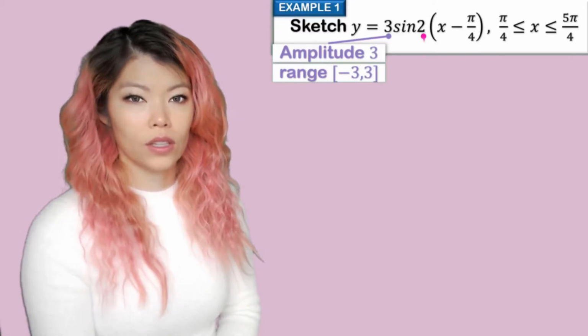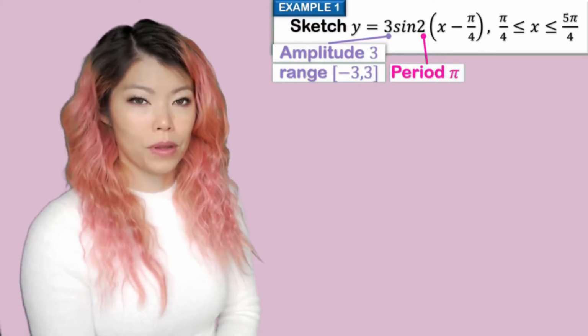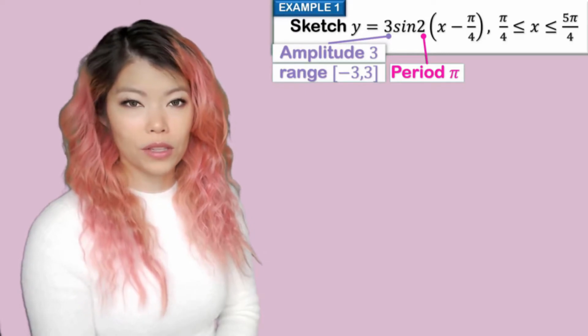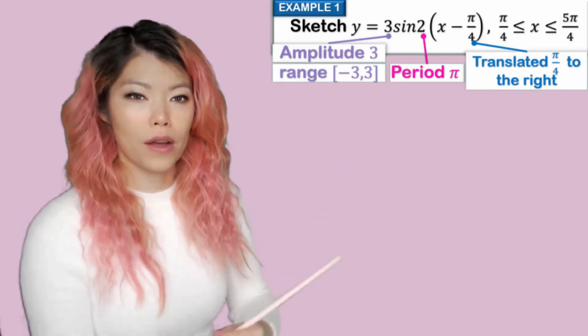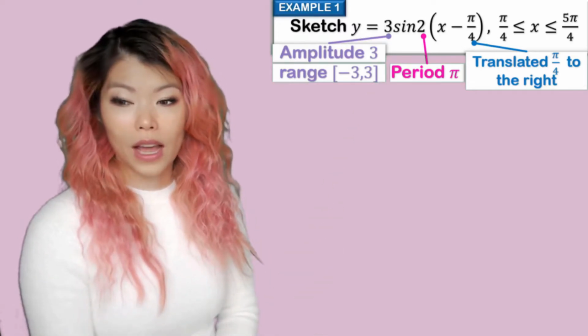What does the 2 tell us? It tells us the period is 2 pi on 2, which is pi. And now we have a new value. It has been translated by pi on 4 to the right. So how do we sketch this?